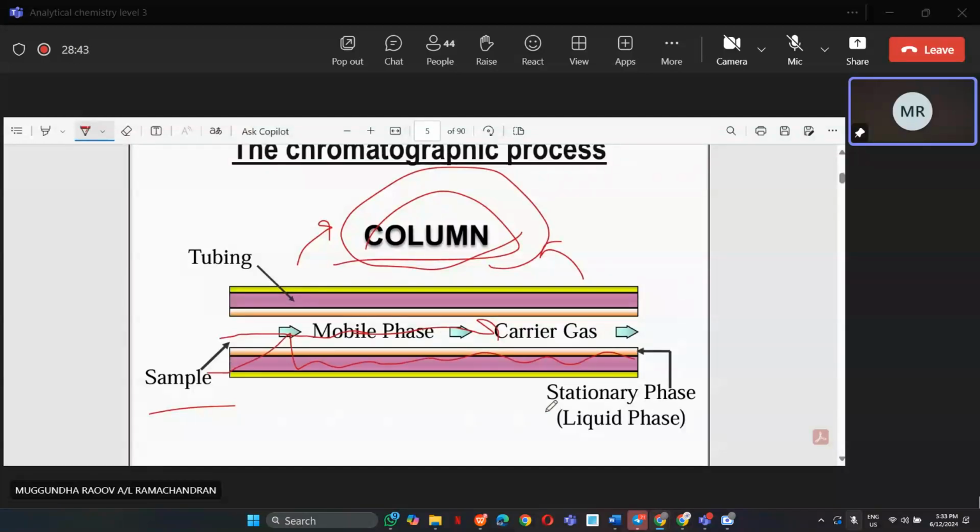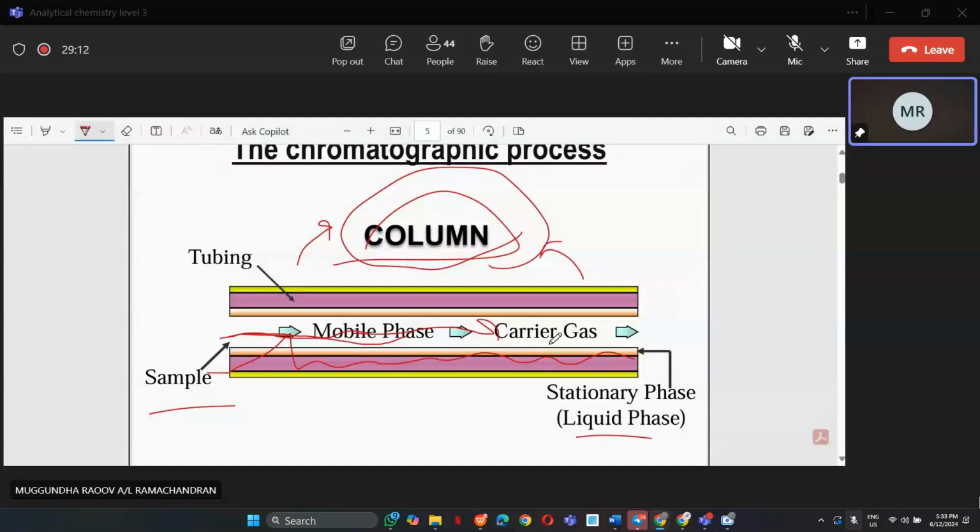Stationary phase is a fixed phase. It's not moving. It has a solid and liquid as well here, but it's attached, so it won't move. So we have the stationary phase here. The mobile phase, either a liquid or the carrier gas, will help to flow through the column. Basically, when the sample goes through the column, it passes through.